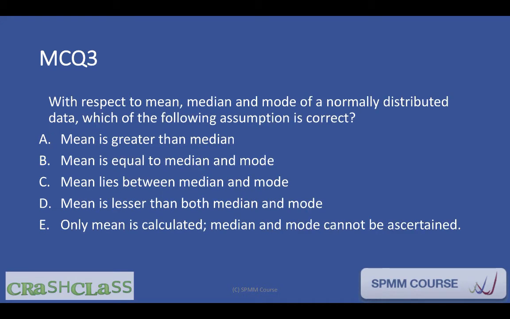With respect to mean, median and mode of a normally distributed data, which of the following assumption is correct? Mean is greater than median. Mean is equal to median and mode. Yes, mean is equal to median and mode. That's correct for normal distribution.